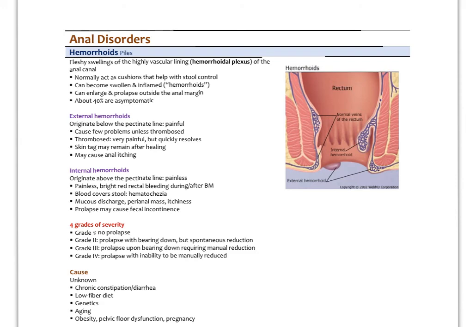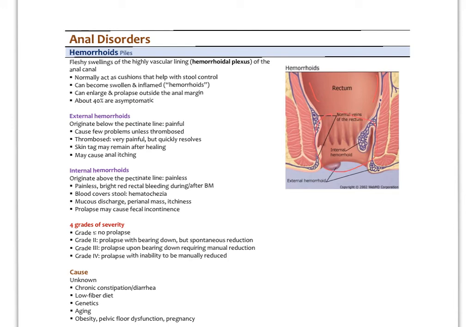Finally, say something about a very common clinical condition we encounter, and that is hemorrhoids. These are fleshy swellings of the hemorrhoidal plexus. So basically that's the veins that are in the rectum, in the anal canal, sorry. The rectum's the part up here. We're talking here about the anal canal.